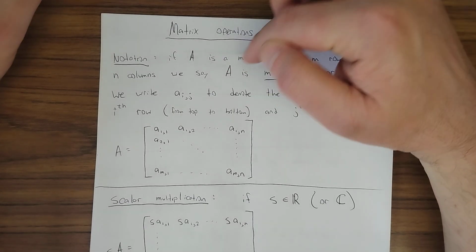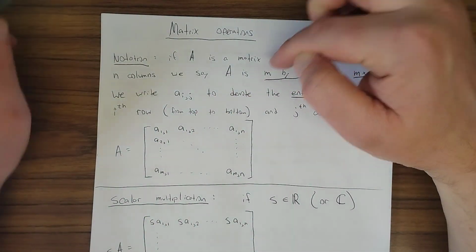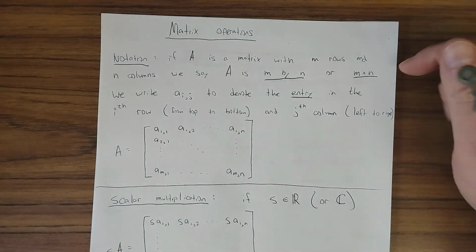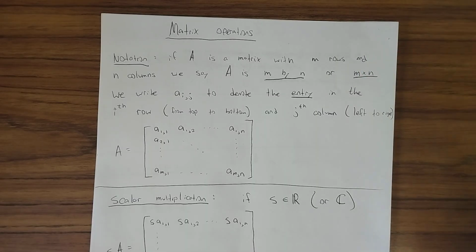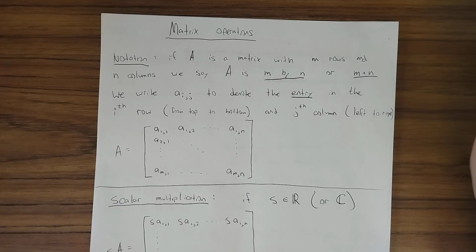So we say that A is M by N, so that's the height by the width. The first number is height, second number is width. Or sometimes it's written M times N. This just means the same thing.